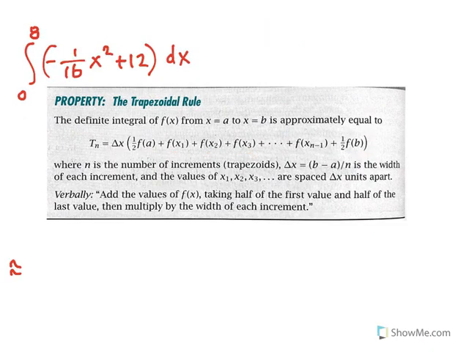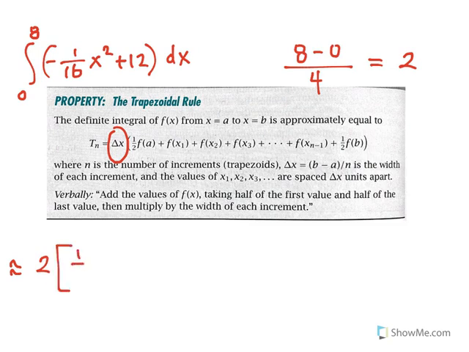So now if you want to apply the trapezoidal rule to our problem, this is what you would do. And you can use the trapezoidal rule because what we have is an approximation of this definite integral using 4 trapezoids of equal heights. What is the height of each trapezoid going to be? The width of our interval is 8 units, and we want to divide that into 4 subintervals of equal widths. So the height of each trapezoid will be 2 units. That's the delta x. And then you have 1/2 times f of a.